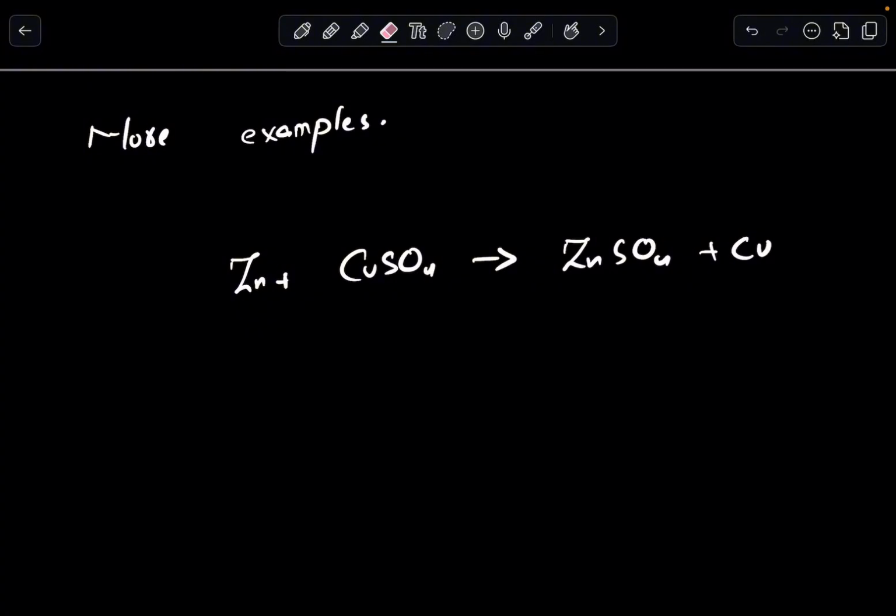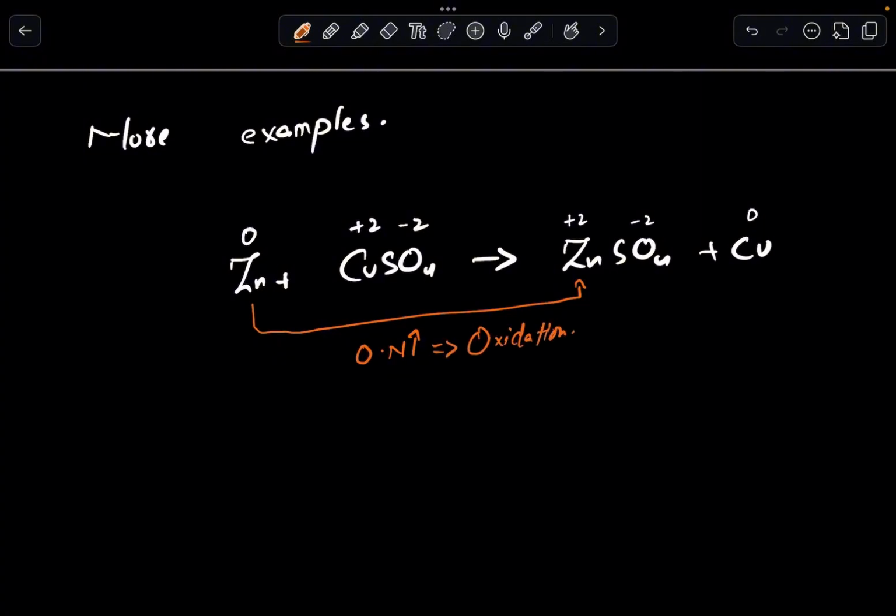You can see over here that the zinc is the element by itself, so it has 0 oxidation number. I'm going to write down over here. Copper has +2, sulfate has -2, +2, -2, and then 0. So you can see that the zinc is changing its oxidation number from 0 to +2. So there is an increase in oxidation number, and increase in oxidation number means oxidation. And copper is changing its oxidation number from +2 to 0. So there is a decrease in oxidation number, which means reduction.